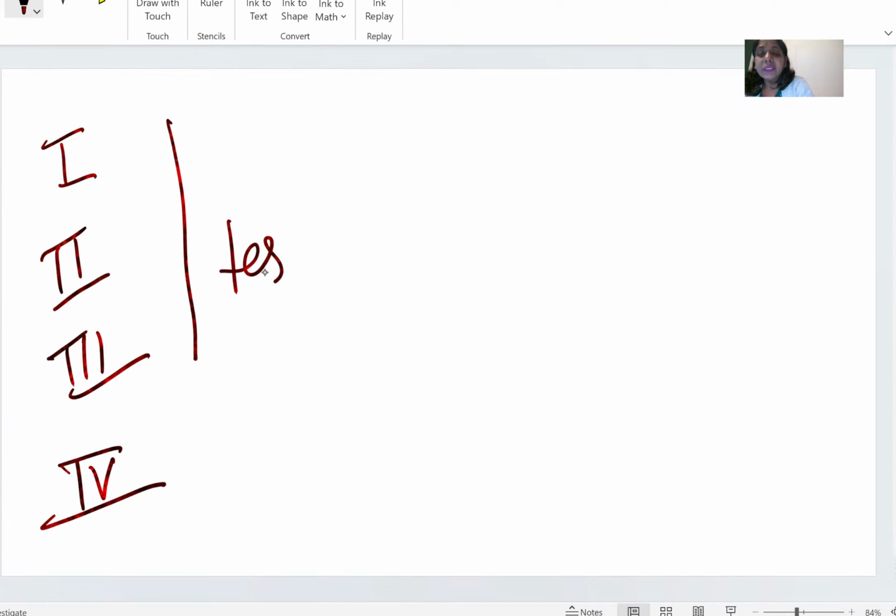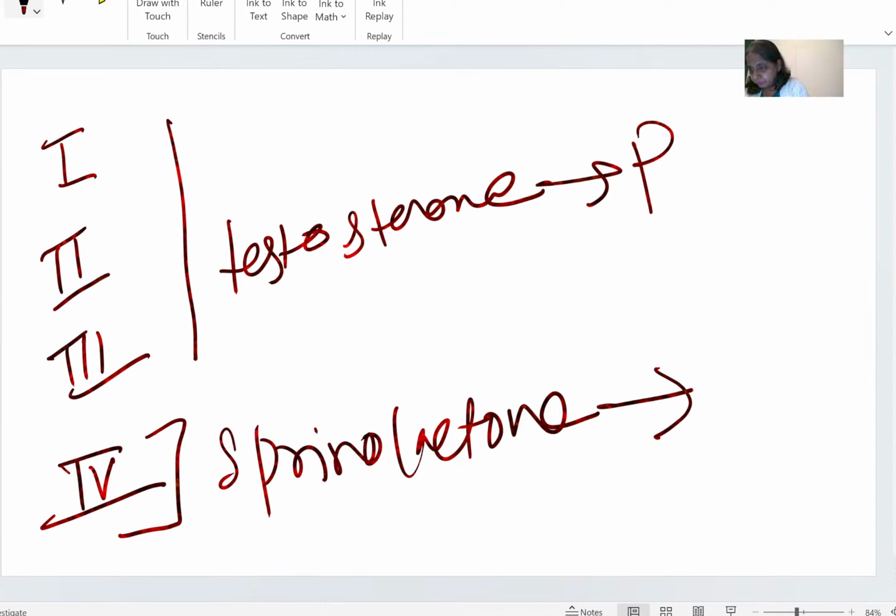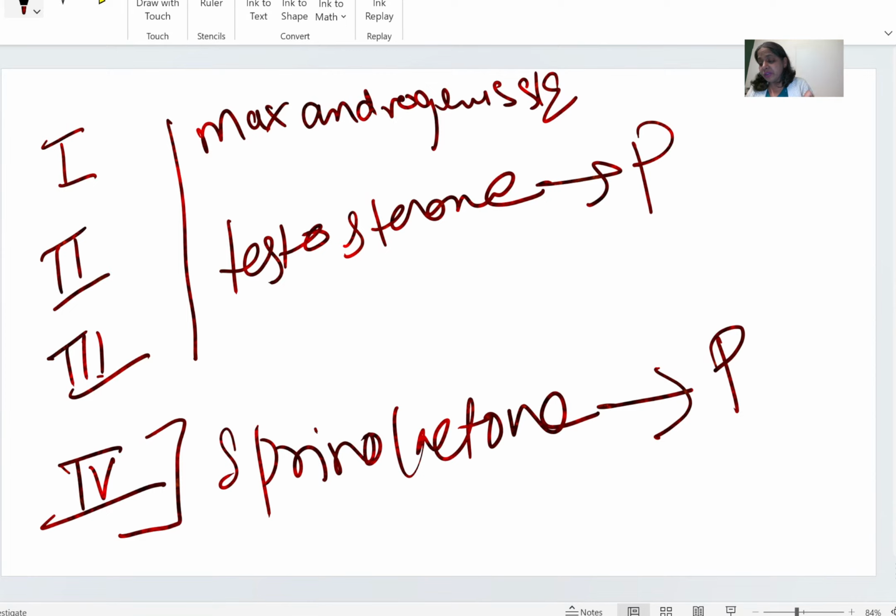The first 3 generations are testosterone derivatives, and the 4th generation is the spironolactone derivative progesterone. In the first 3 generations, the progesterone is made from testosterone, and in the 4th generation, spironolactone is making the progesterone. Okay, so the first, second and third generations are divided depending on how much androgenic side effect there is. In the first generation, there are maximum androgenic side effects. In the second generation, there is less, and in the third generation, there is least.